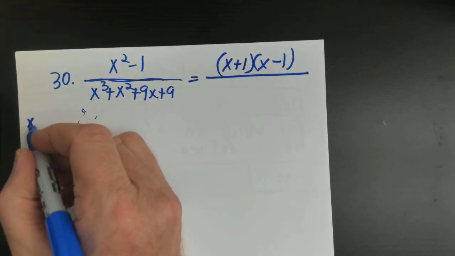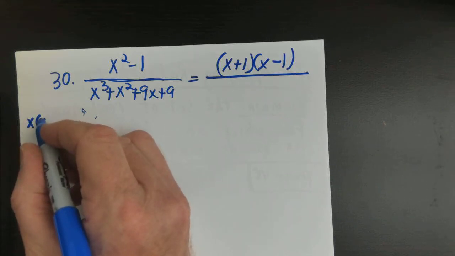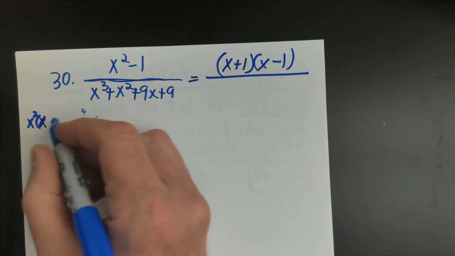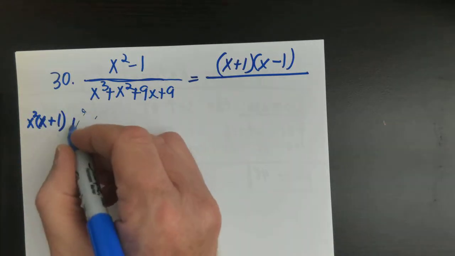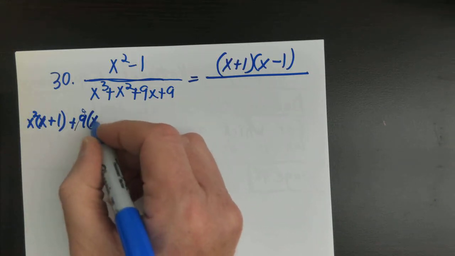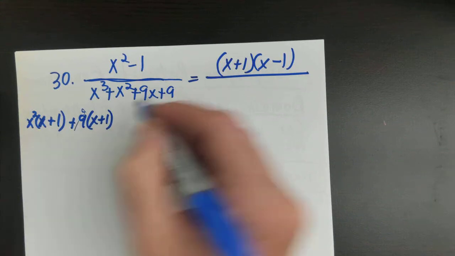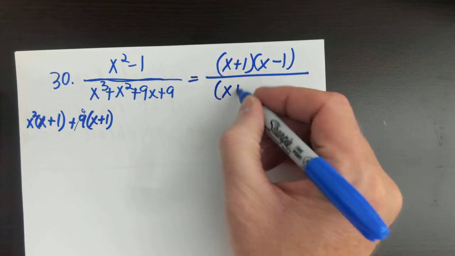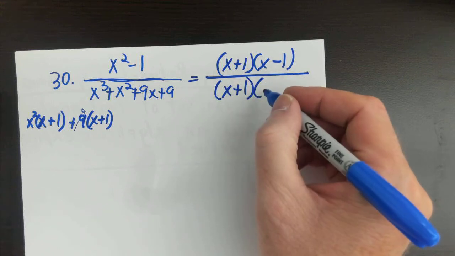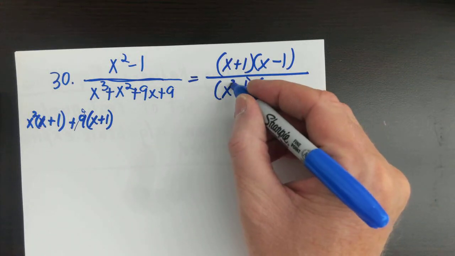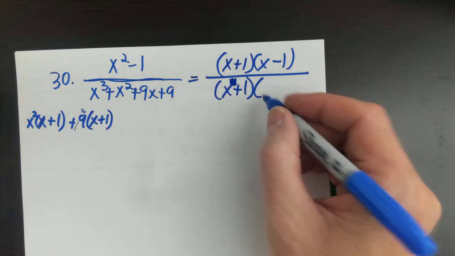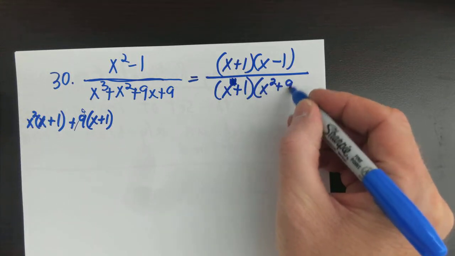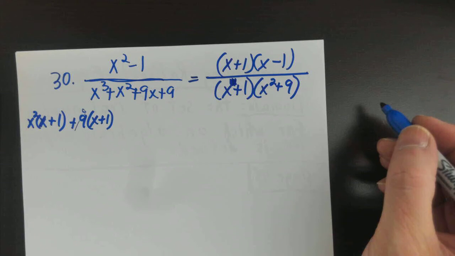On x cubed plus x squared, I'm going to factor out an x squared actually, and I'll have x plus 1, and then I'll factor out a 9, and I'll have x plus 1. So I'm using grouping right now, and when I write my answer, my common factor is x plus 1. That is actually x squared plus 1. Ow. No, I was right the first time. It's x plus 1, and then here's x squared plus 9. Okay.